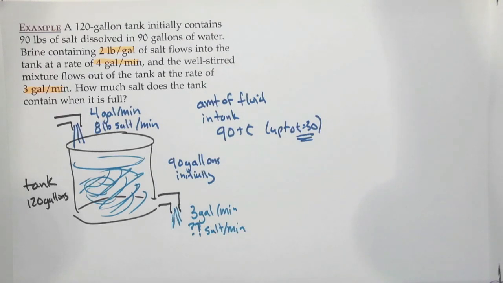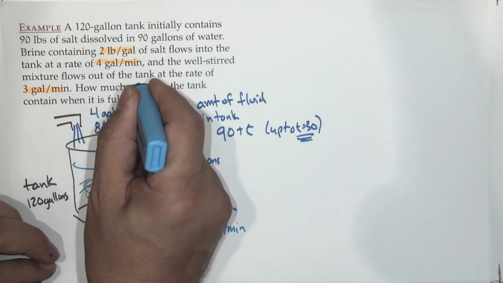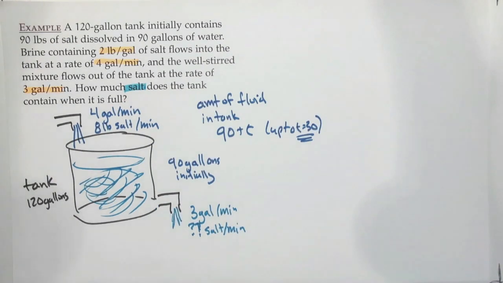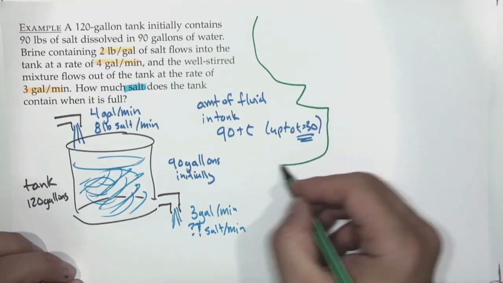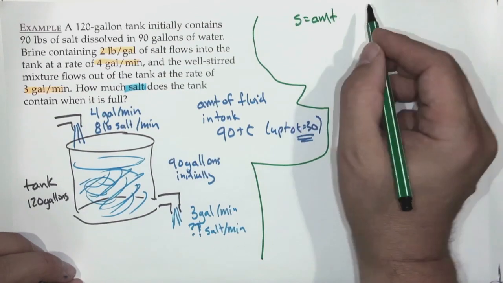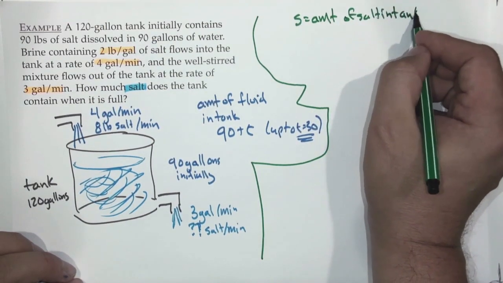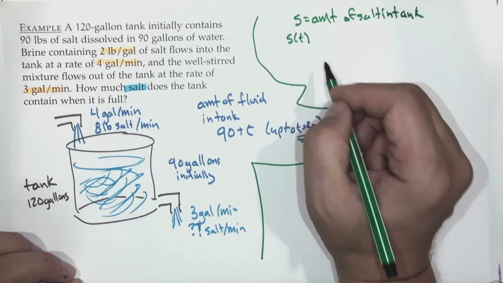So we're after the salt. I know we are, because it asks us how much salt is there. Let's come up with a variable for salt. What do you want to call it? S. All right, this will in no way confuse us. Okay, so S equals amount of salt in the tank. In fact, we're going to say S of T, because it depends on time.